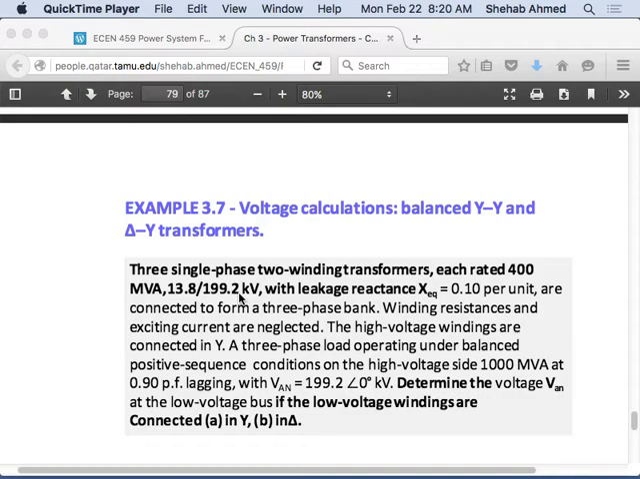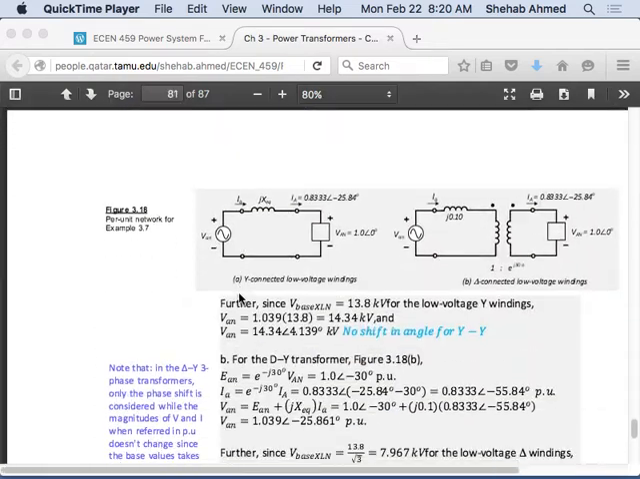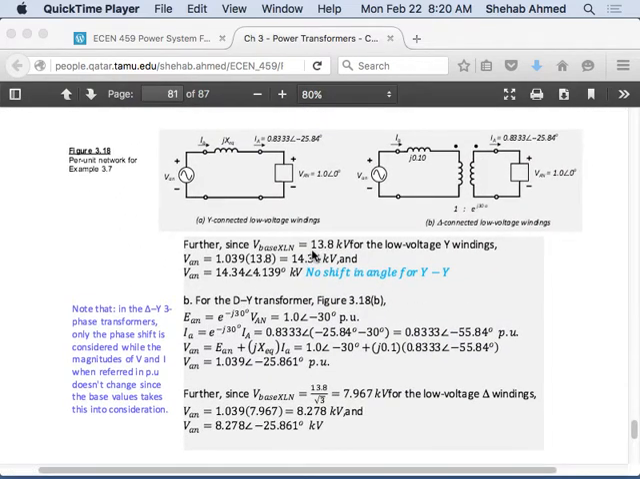13.8, right? So that's why they chose 13.8 as the base line-to-line, line-to-neutral base value on the low voltage side in this case. Now I corrected in delta, the solution does not change.